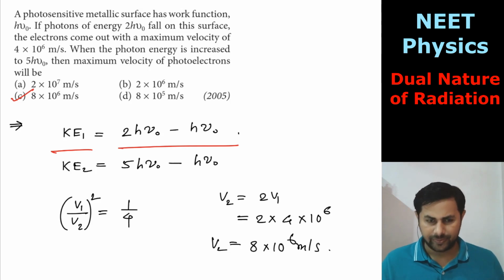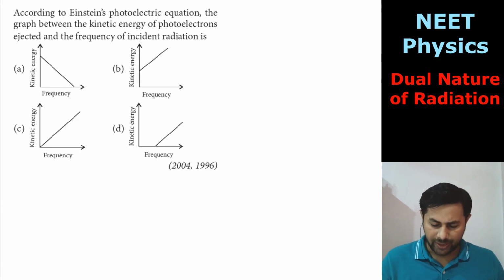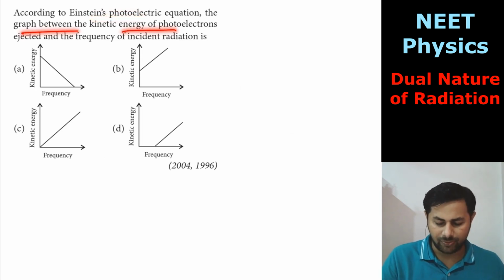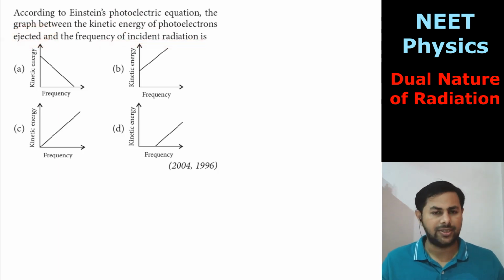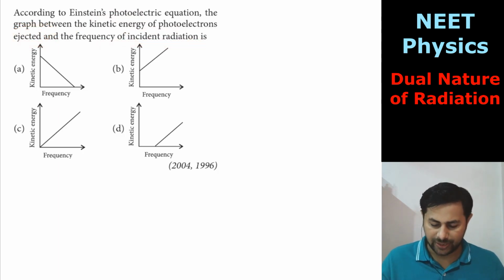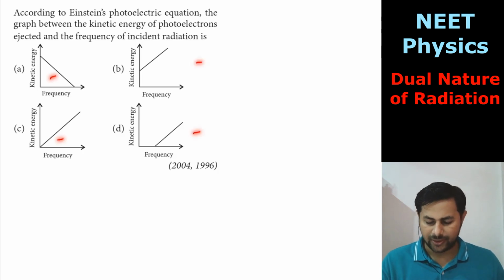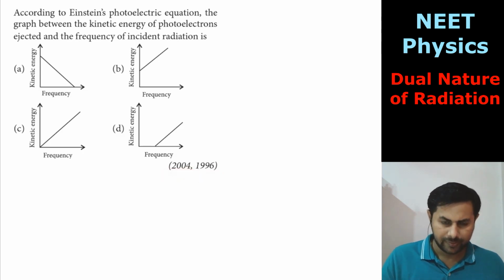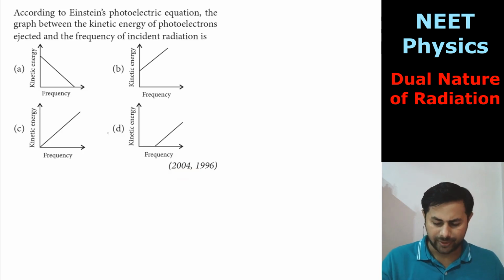Okay, good. Let's see next one. According to Einstein's photoelectric equation, the graph between the kinetic energy of photoelectrons ejected and frequency of incident radiation is? Tell me which one is correct. This one, this one, this one, or this one? Option D. Okay, everyone, that was asked twice. Option D. Okay, very good.